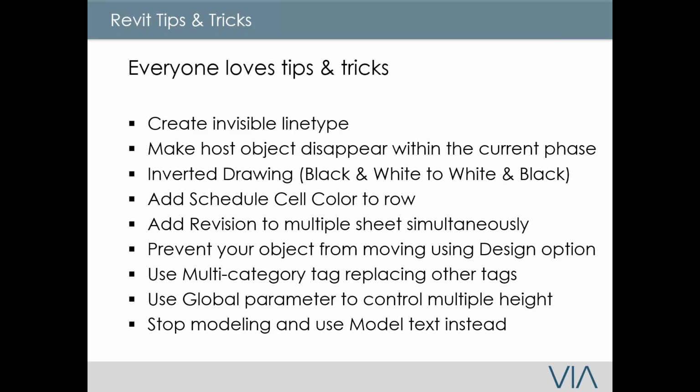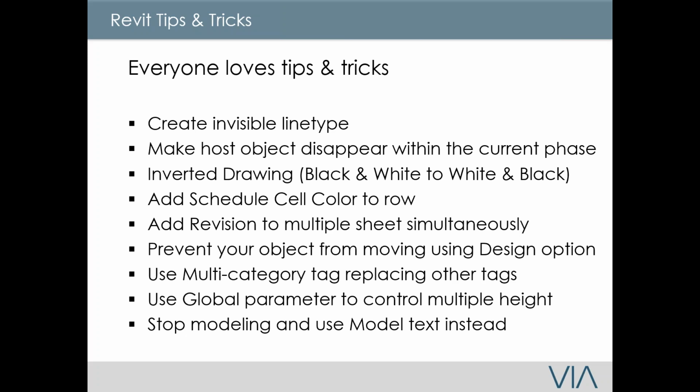Now, today I'm going to be talking about several tips and tricks. I'm going to talk about how to create an invisible line type, how to make a host object disappear within the current phase, how to do an inverted drawing, like black and white, and then convert it into white and black. And how do you add schedule cell color?